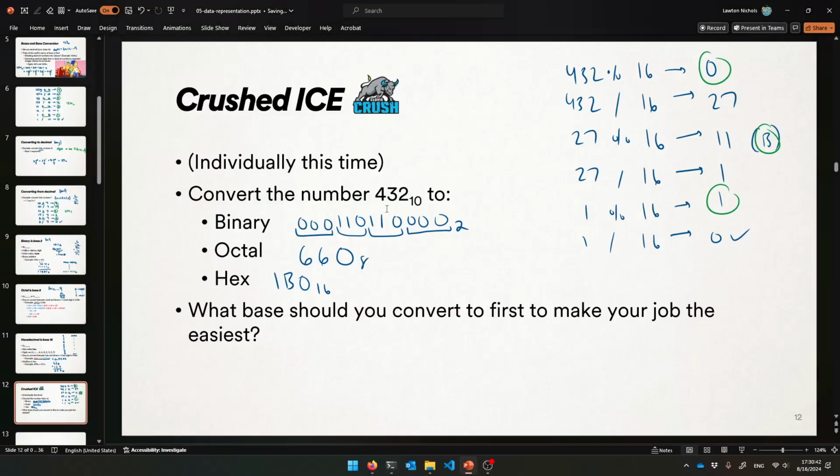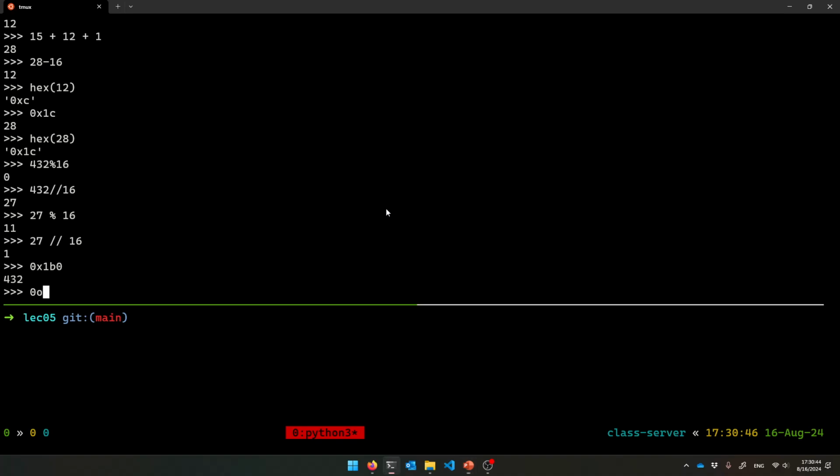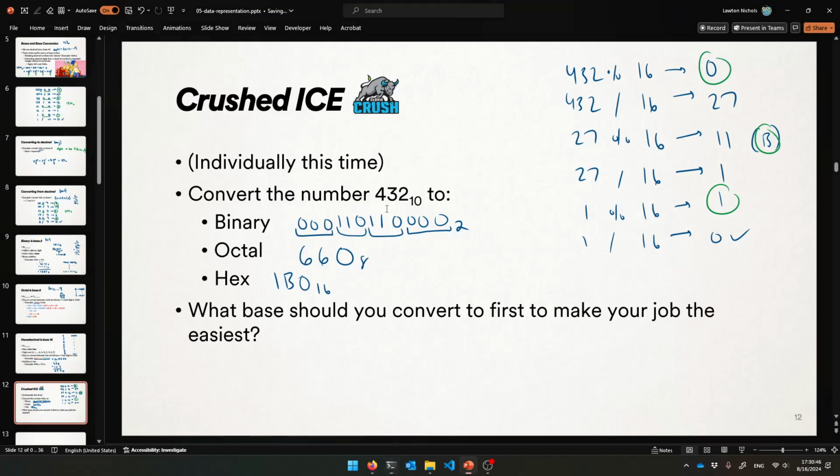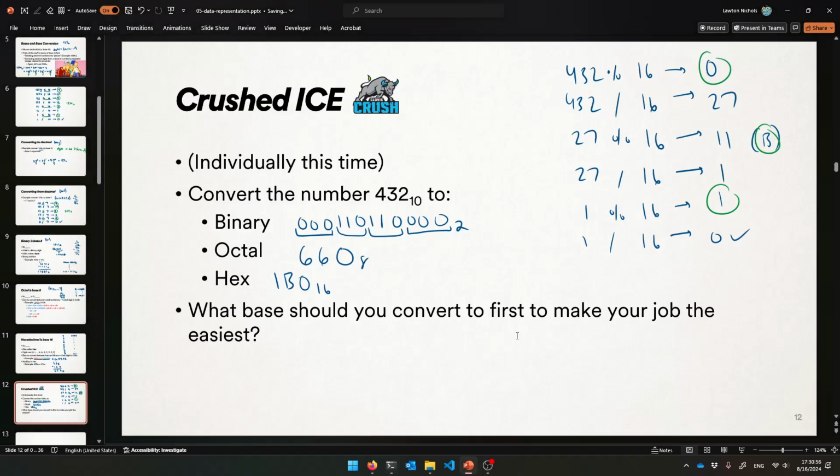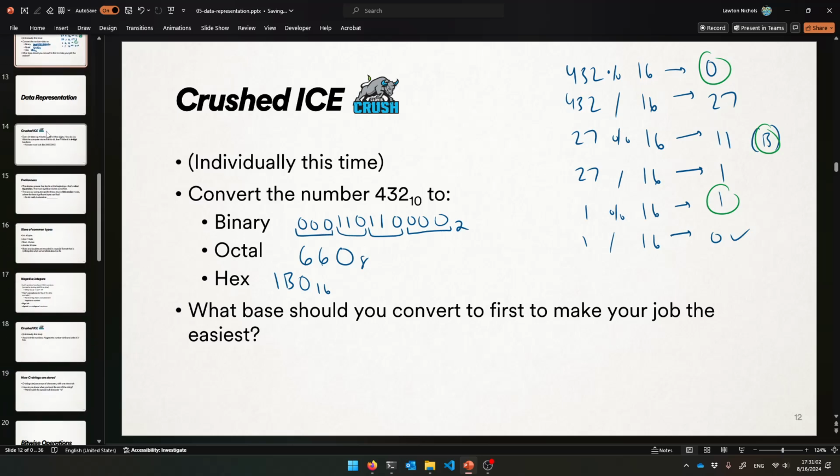0x1b0, 0o660, yeah, and 0b110, 110, 000. And they all work. Cool, huh? So I hope you saw the strategy there, but that is some interesting information, I hope.